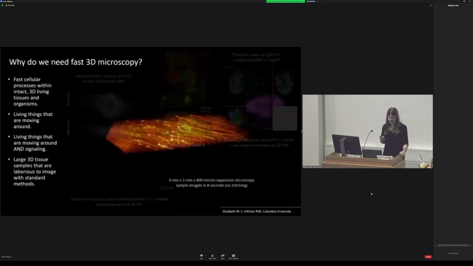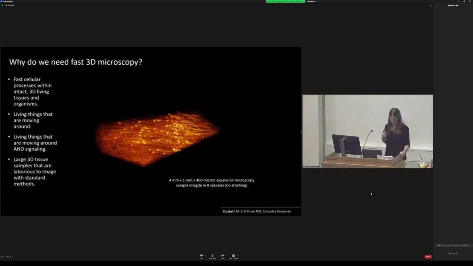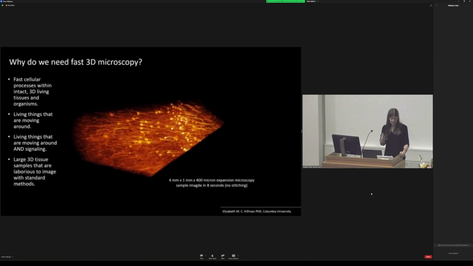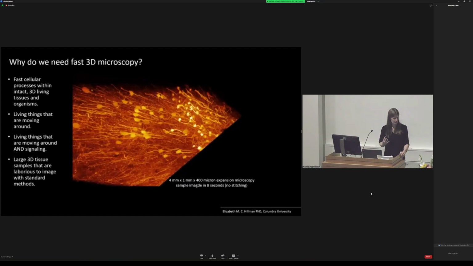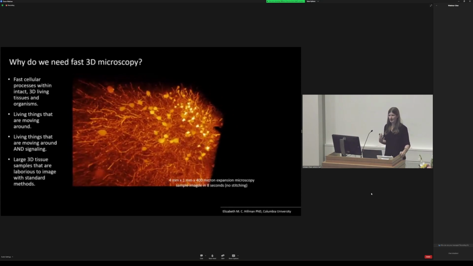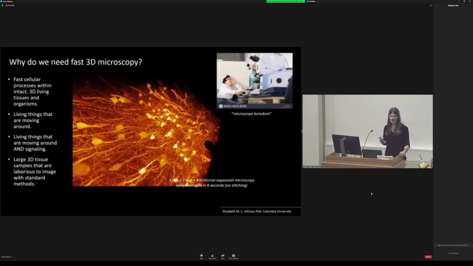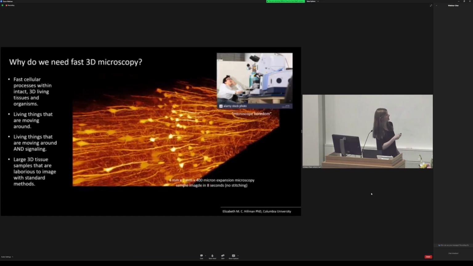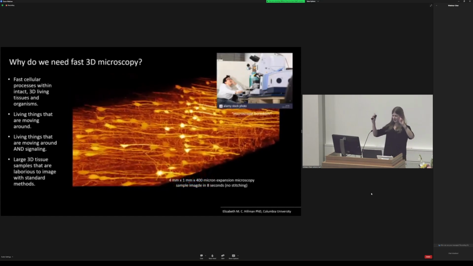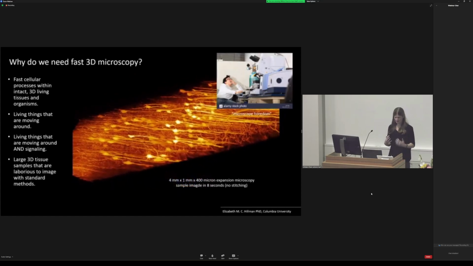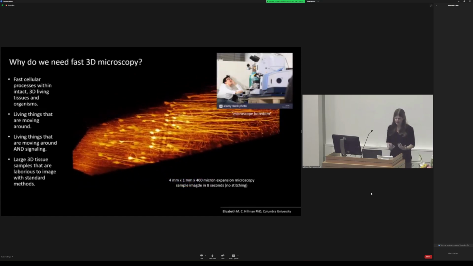And then finally, something I hadn't even really appreciated is that there's a lot of really good structural imaging we can do now. We have clearing techniques, we have expansion techniques, and yet it's really boring to image these tissues. It takes a really, really long time. There is actually a stock image online of microscope boredom, which, as someone who develops microscopes, makes me really sad because it should be fun to use your microscope.